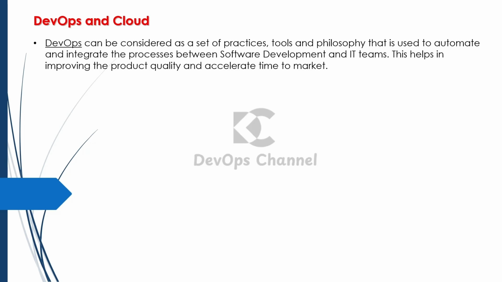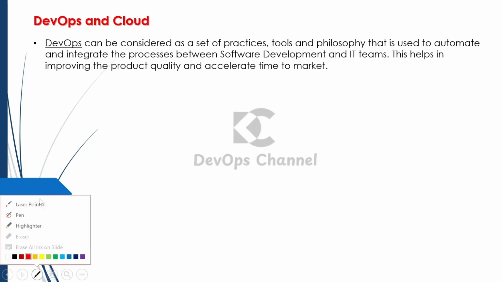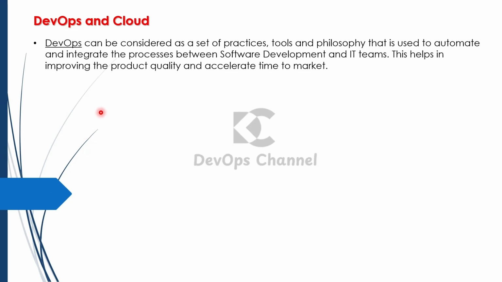If you talk about DevOps, it can be considered as a set of practices, tools, and philosophy, as we have discussed, that is used to automate and integrate the process between software development and IT teams. This helps in improving the product quality and accelerating time to market. So for a faster and reliable product, we prefer the DevOps practice.